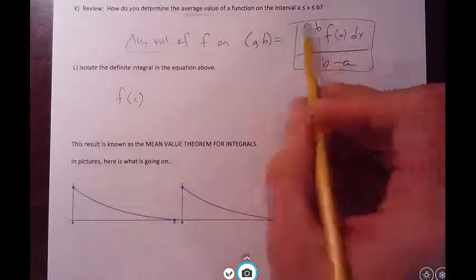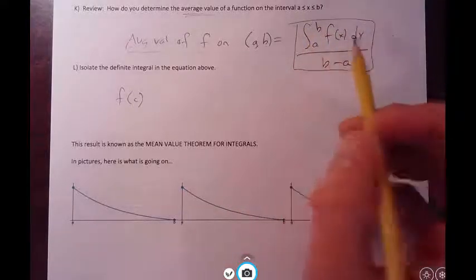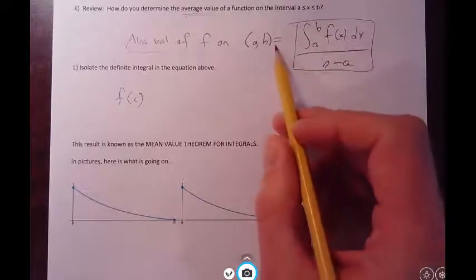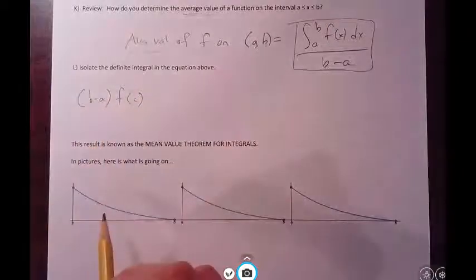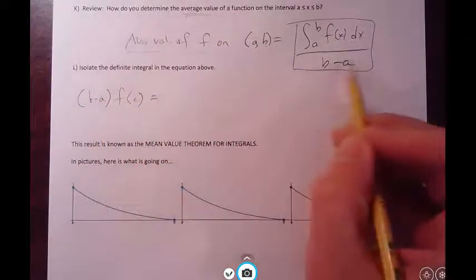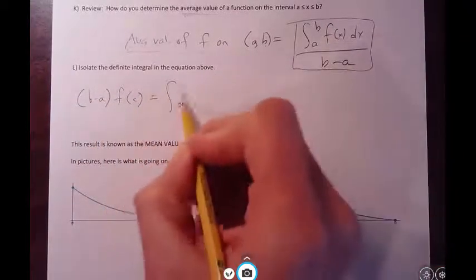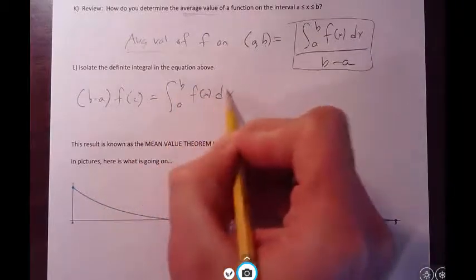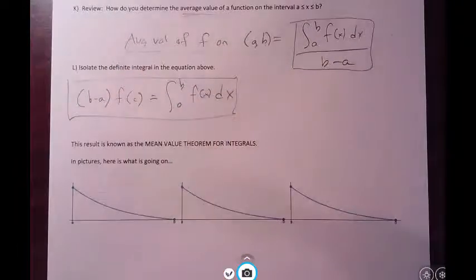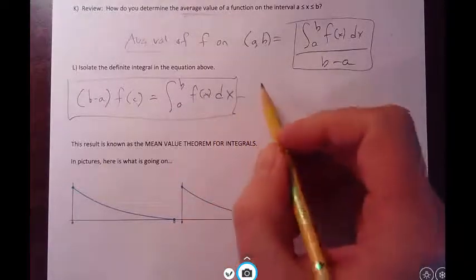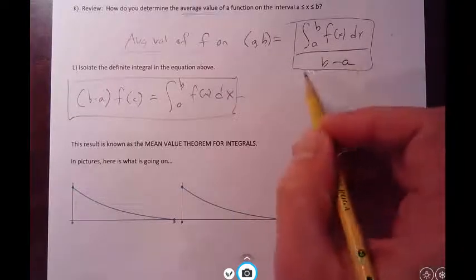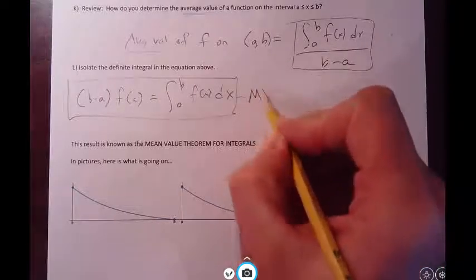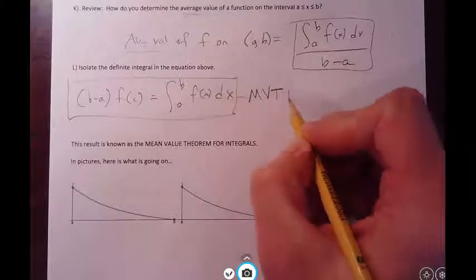And then to isolate the integral, like they're asking us to, I would just simply have to multiply this b minus a onto the other side. And that gets rid of the b minus a over here. And we have a whole new theorem just from simply multiplying a denominator of a fraction off of the fraction. They call this the mean value theorem for integrals.